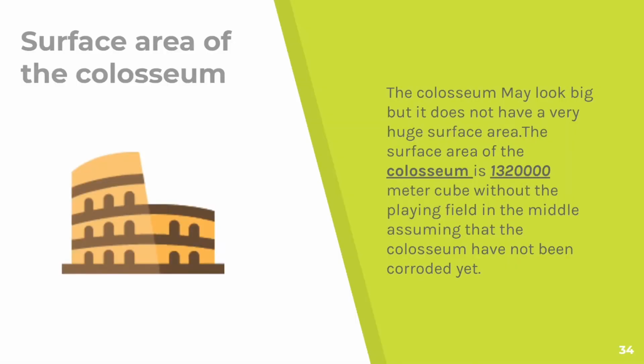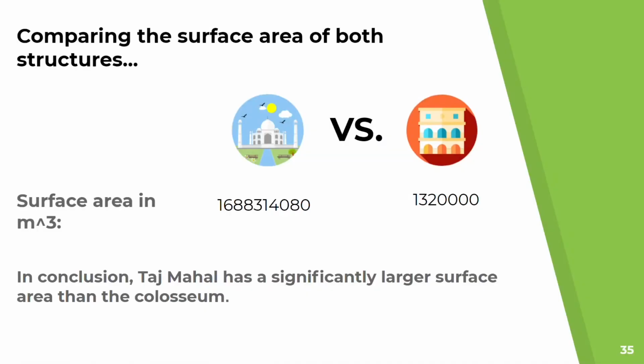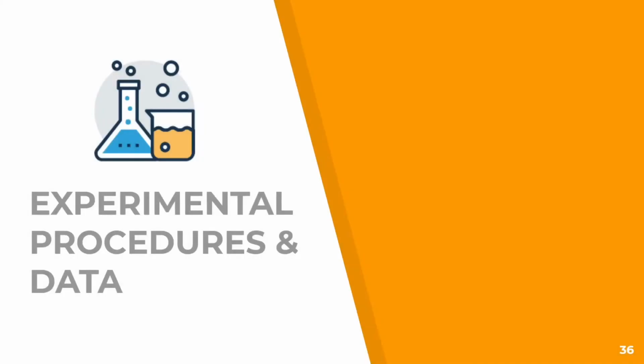Secondly, the surface area of the Colosseum. The Colosseum may look big, but it does not have a very huge surface area. The surface area of the Colosseum is 1320000 meter cube, without the playing field in the middle, assuming that the Colosseum has not been corroded yet. Comparing the two structures based on their surface area, the Taj Mahal will have a significantly bigger surface area than the Colosseum. Now moving on to the experimental procedures and data.